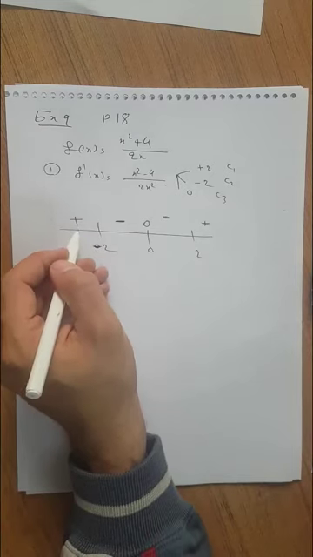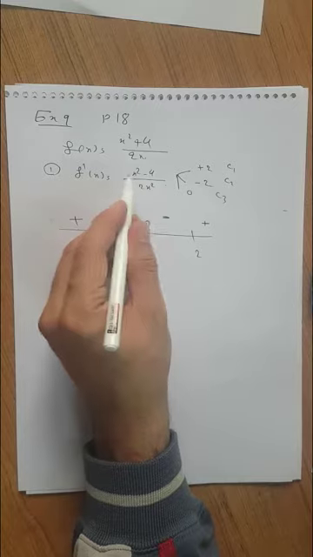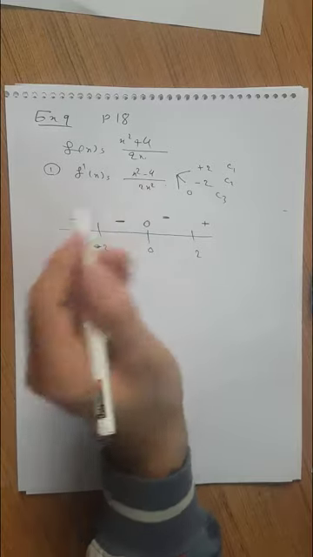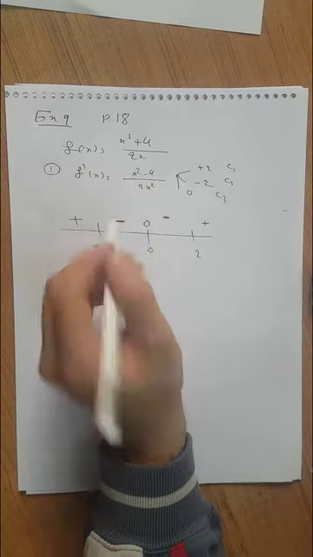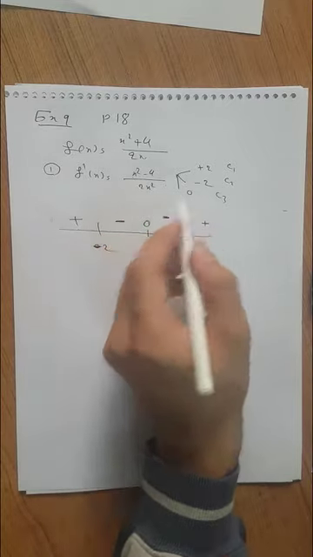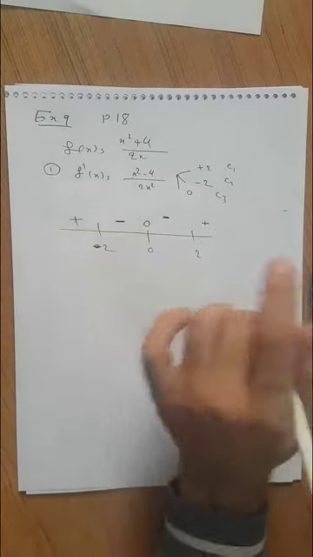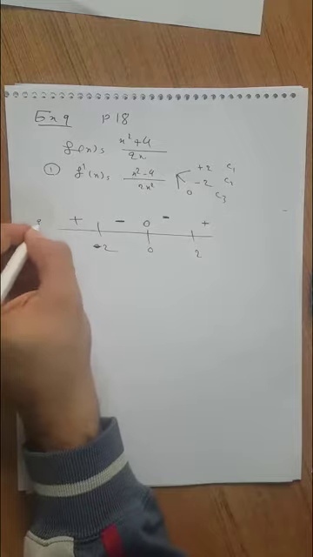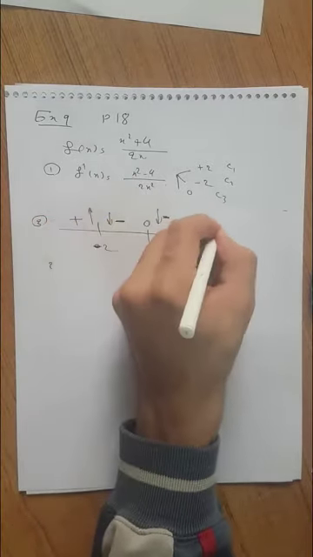For example, if I put 3 here, 3 squared will be positive, so it's positive. How about here? Minus 1 will be negative, so it's negative. How about here? 1 will be also negative, so negative. How about if I put 3, squared will be positive, that's all right. So the second, the third, means increase, decrease, decrease, increase.